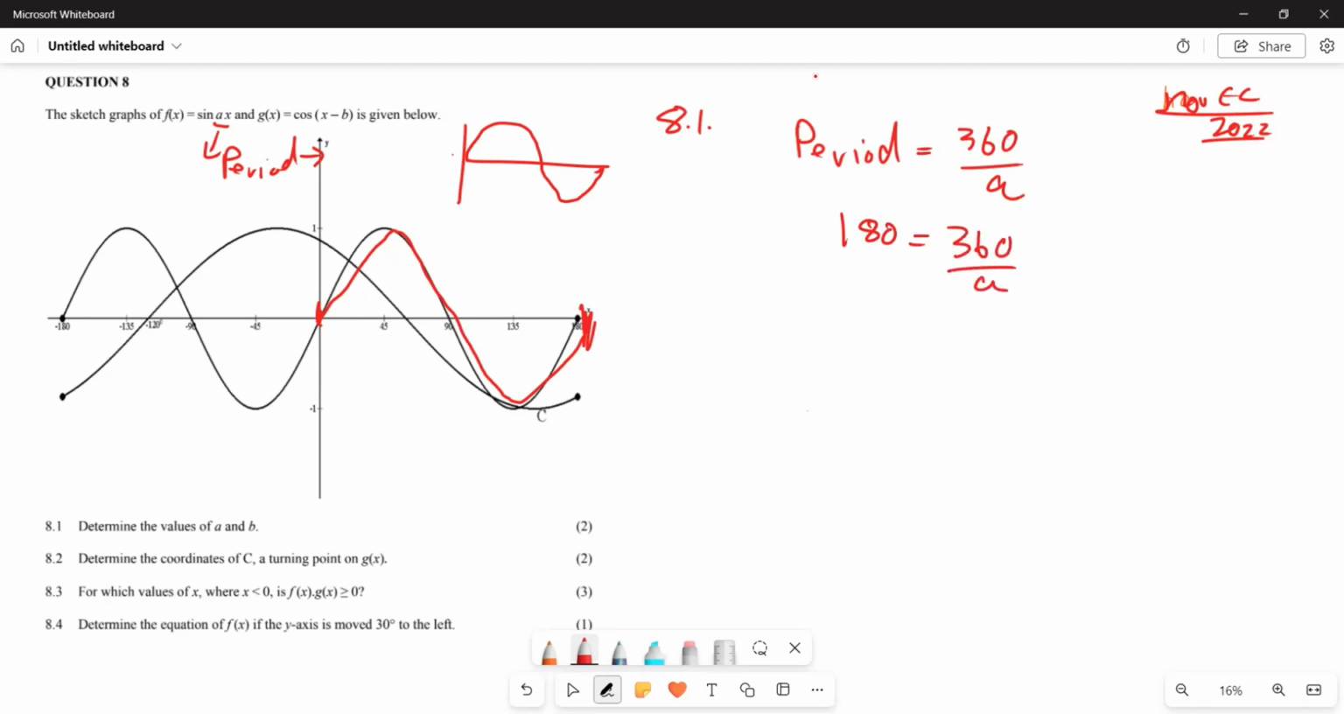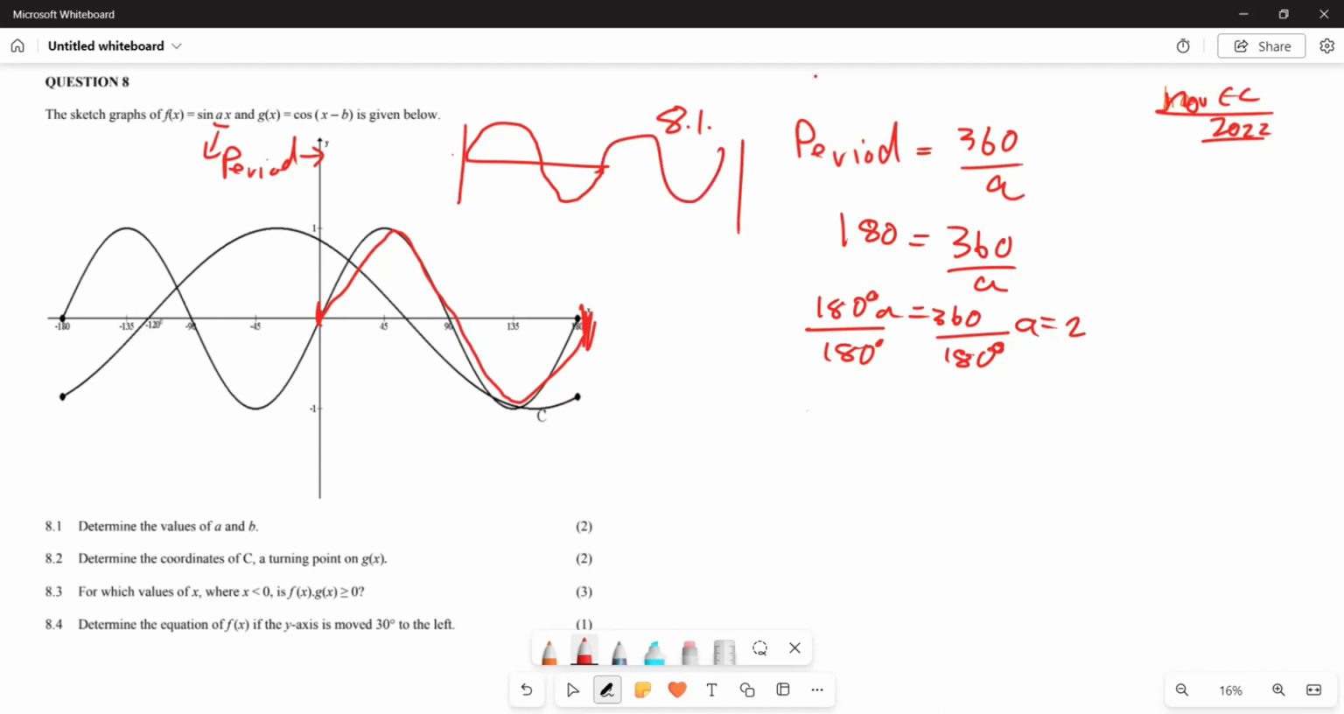Then we cross multiply, which means 180a equals 360, divided by 180 degrees, divided by 180 degrees, and you'll realize that the value of a is going to be equal to 2. How to get it? That means in 360 degrees, you are going to have how many full cycles? You are going to have another full cycle there.